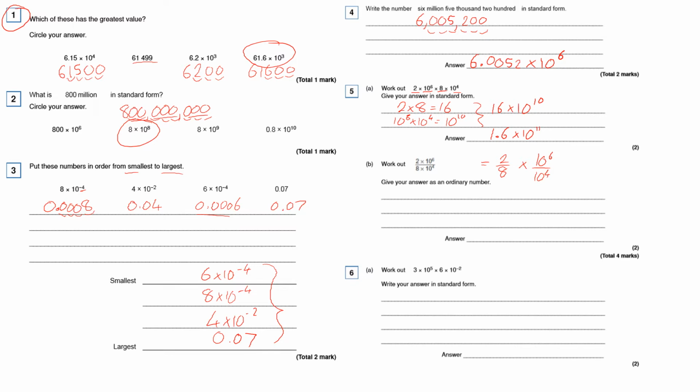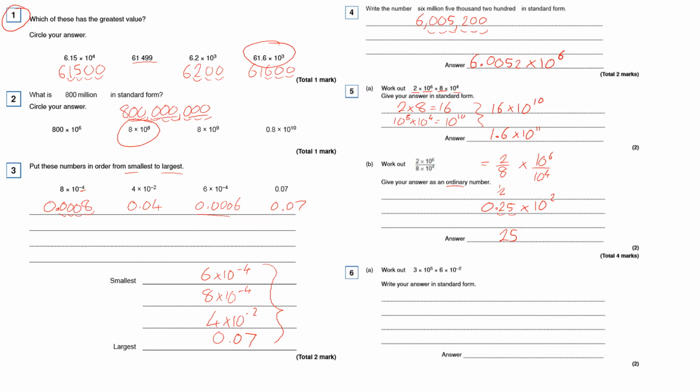2 divided by 8, well, that's a quarter if we simplify it, so that's 0.25. You don't actually have to do a bus stop there. And then 6 minus 4 gives us 10 to the power of 2. Again, this is not in standard form, but actually it doesn't want it, it wants it as an ordinary number. So let's do that. So that means we're going to need to move the decimal place twice. So once, twice, that'll give us 25.